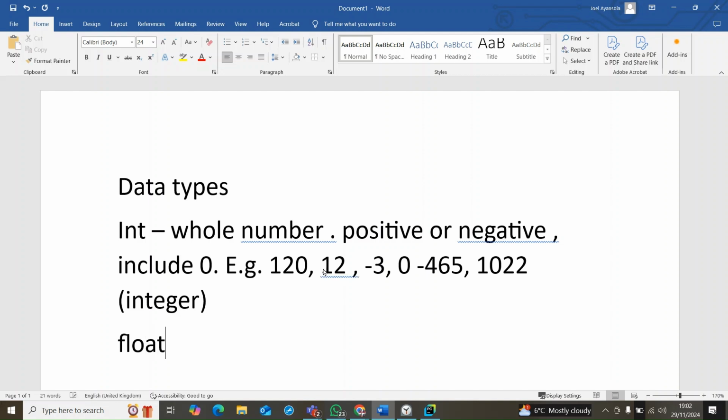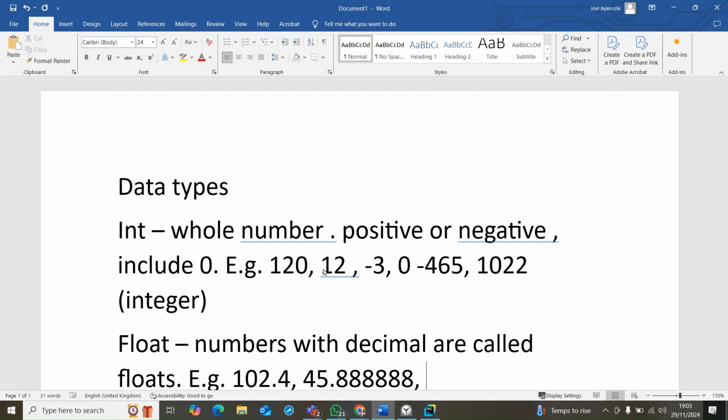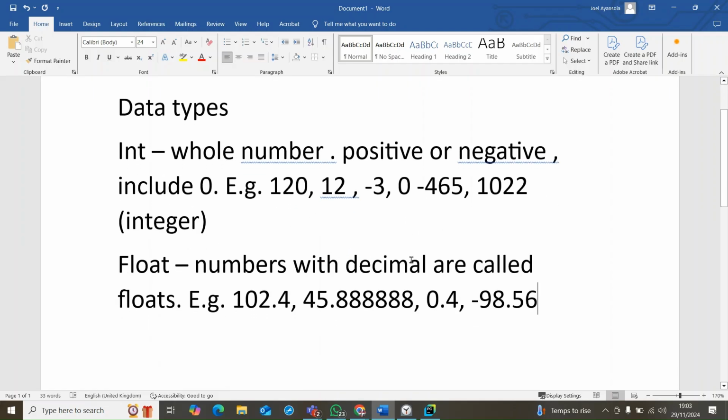And the other one will be float. So floats are numbers with decimal numbers. So numbers with decimal are called floats in programming language. So examples will be 102.4, 65 point something, 0.4, minus 68.56. Any number with decimal is called float.